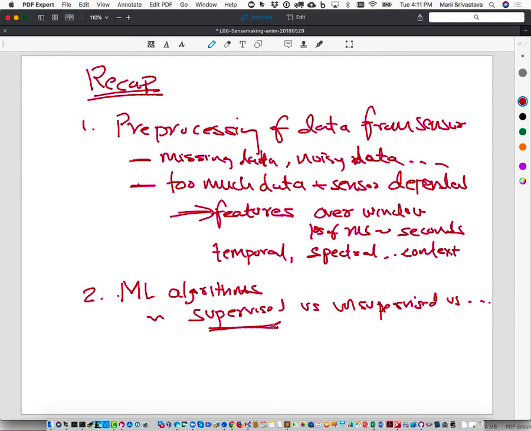Is it a linear function? Is it a neural network? Is it some sort of a decision tree or things like that? So we started with naive Bayes last time, and we're going to look at a couple more today.